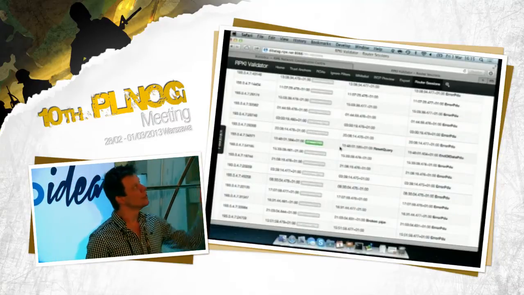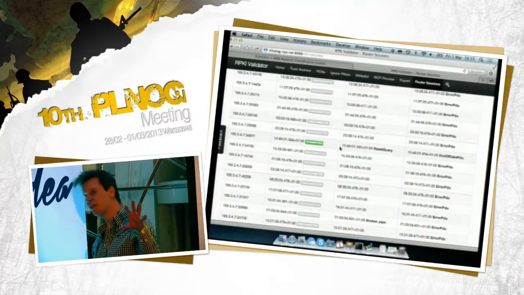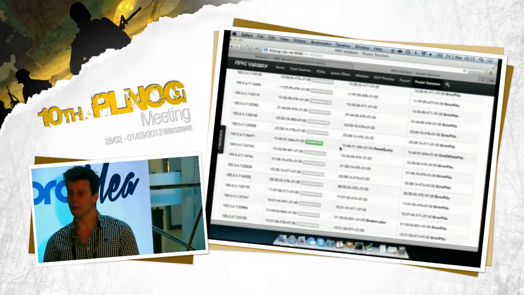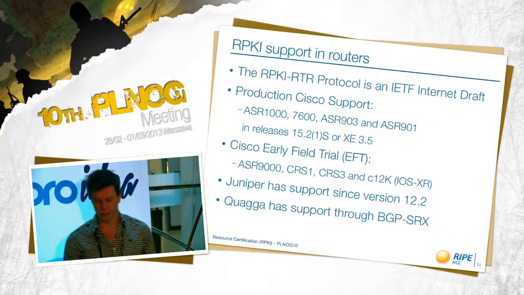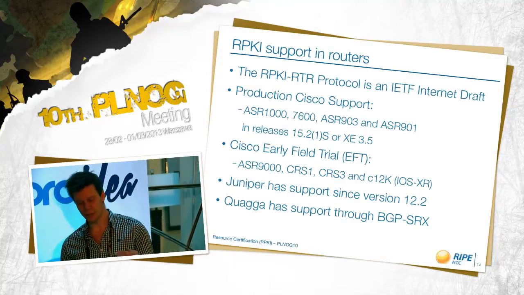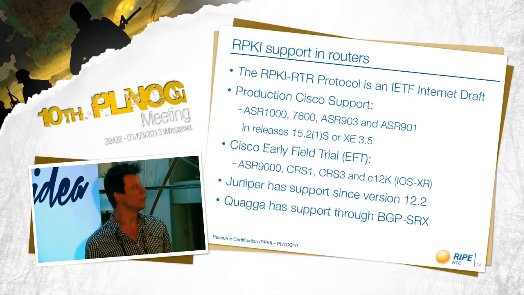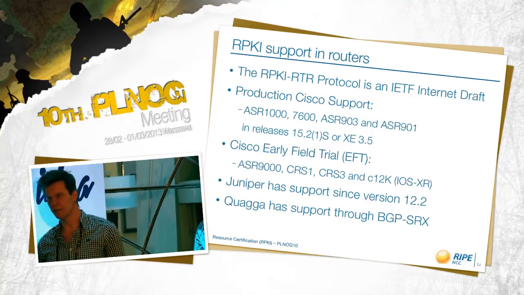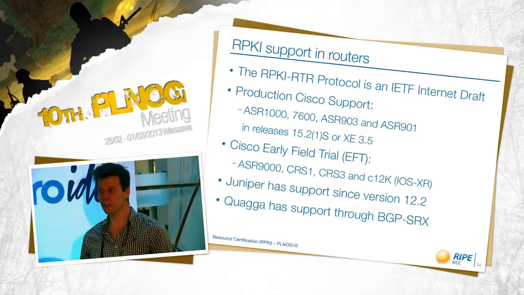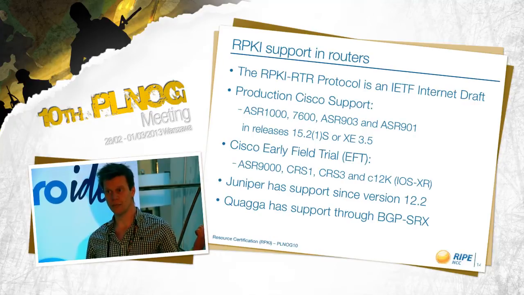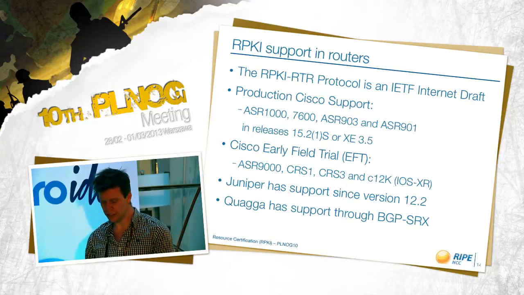RPKI support in routers: the communication that is done between the RPKI validator and the router itself is the RPKI RTR protocol, which is currently a draft, almost a standard. There is production support in the ASR 1000, 7600, ASR 903, 901 in these releases. And Cisco also has an early field trial for all of the IOS XR platforms. So if you contact your friendly local Cisco representative, you can get one of these early field trial images and play around with this. You just have to install the RPKI validator and set it up.